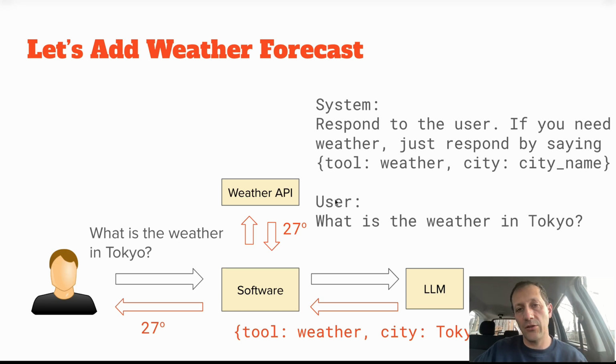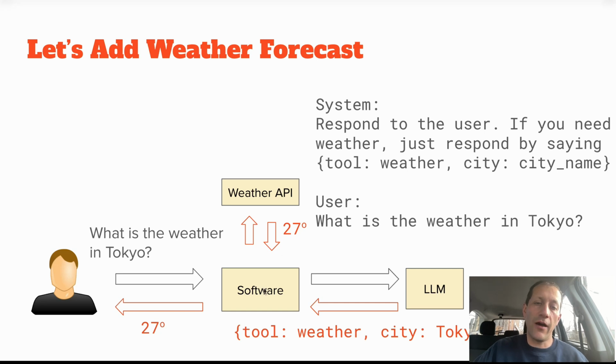The prompt has a system message and a user message. The system message says, respond to the user. If you need weather information, just respond by saying curly bracket, tool, weather, city, the name of the city. And now this is what the user said: what's the weather in Tokyo? Because of the context I provided to this LLM in my prompt, it knows that it should respond, as you see in the orange text, with tool, weather, city, Tokyo. Again, I didn't hard code anything into the LLM. The LLM has enough intelligence to figure out whether it needs the tool that I have made available to it. And it doesn't actually call the tool or do anything. It just responds with the format that I indicated in my prompt.